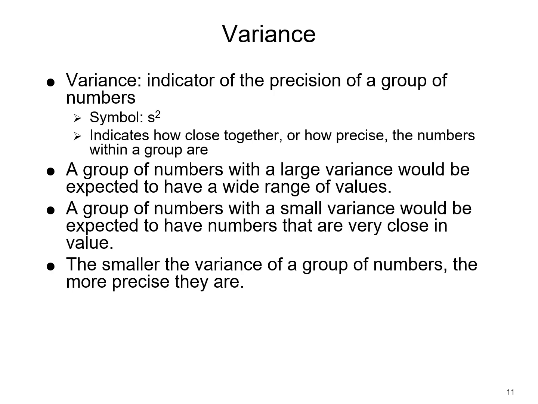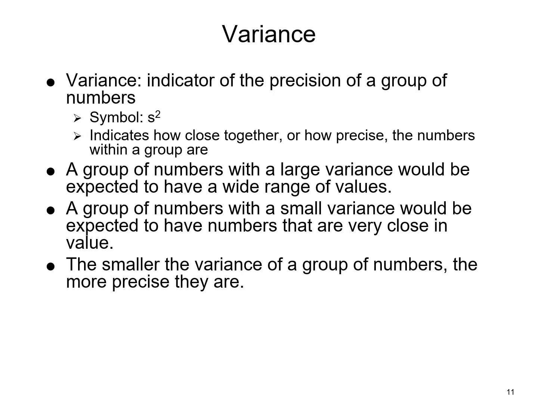So the variance will indicate how close together or how precise the numbers are within a group of data. And so a group of numbers with a large variance would be expected to have a wide range of values. So the larger that number is, the larger range of that value is. And then of course, if your variance is a smaller number, then the group of numbers would be expected to be very close to that particular value. And the smaller the variance of the group of numbers, the more precise that particular test is, or that analysis of that group of values is.